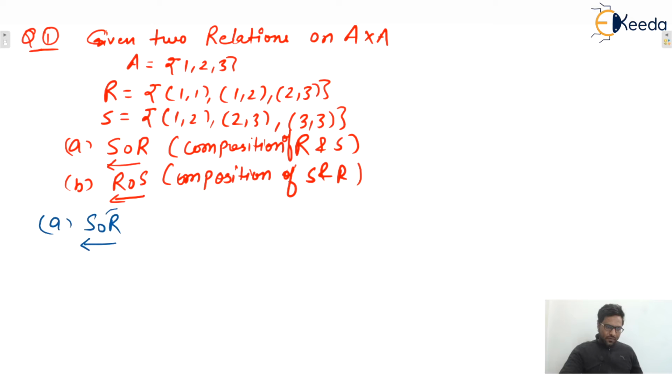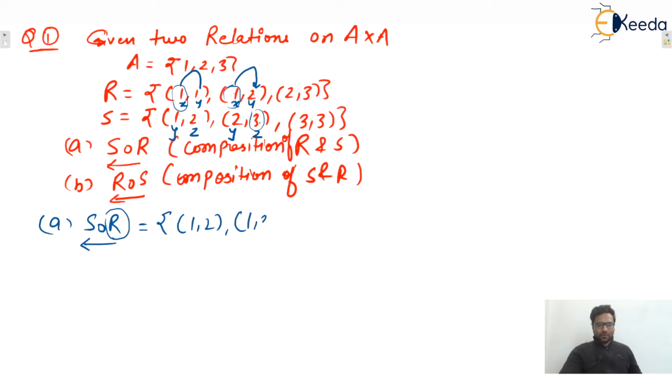Composition of R means we see one ordered pair in R, that is X, Y, and one more ordered pair in S, that is Y, Z. The answer will be XZ, isn't it? So we can say that 1 comma 2 will be in the answer. Similarly, 1 to 2, this is X, this is Y, and this is Y, this is Z. So 1 is related with 2 in R, and 2 is related with 3 in S, then 1 comma 3, XZ, will be the answer. So 1 comma 3 will be our required ordered pair.